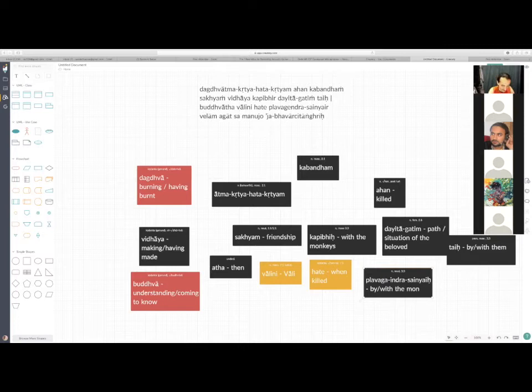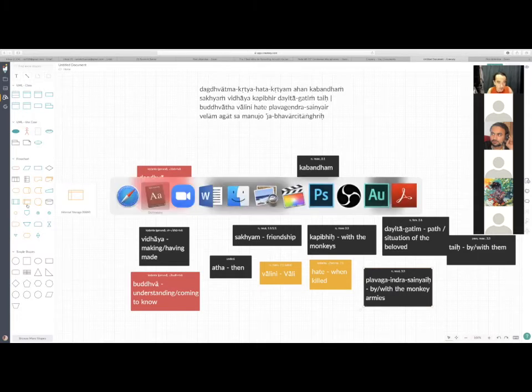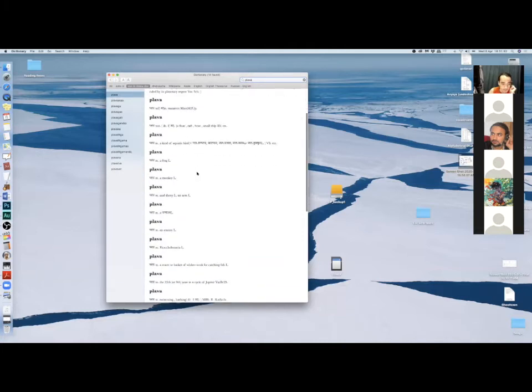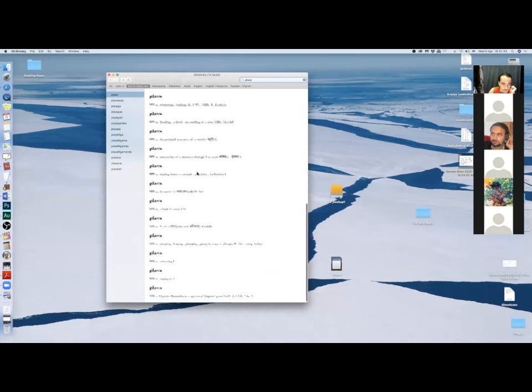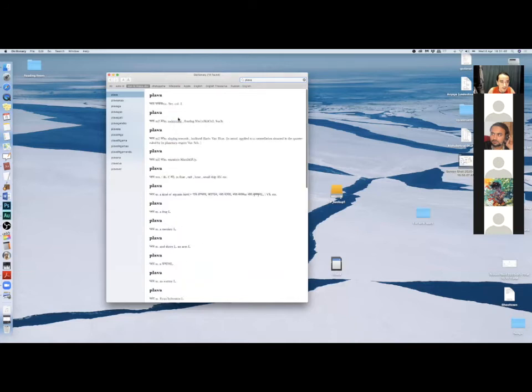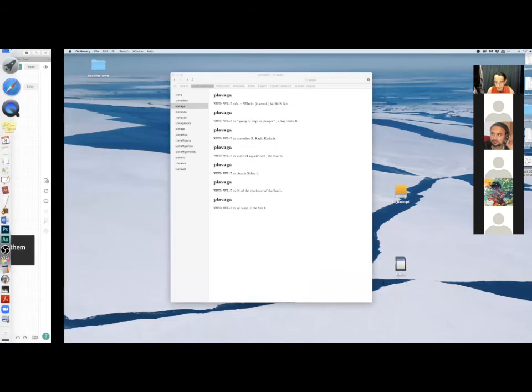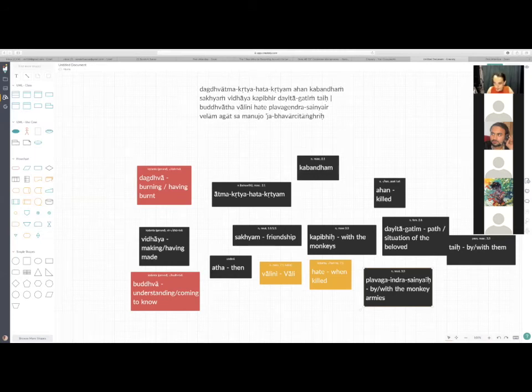So plava is not boat, is it? No. I will show you now. Plavena sometimes comes, right? It could mean that. Okay, plava again. Here, plavaga: going by leaps or plunges, which refers to monkeys or a frog. So here it would mean vanaras. So Gendra Sanyai, and next would be Velam.